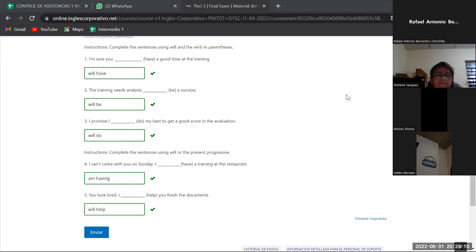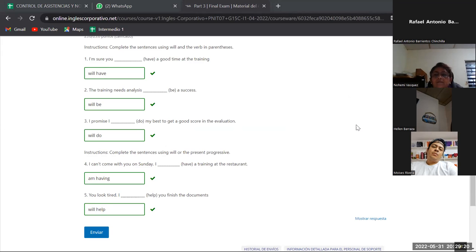So haciendo repaso, ¿por qué sería I'm having aquí? ¿Quién nos puede indicar? Because there is a time expression. Time expression? Yes. So it is a scheduled event. Es un evento, digamos, como agendado. So es en un futuro cercano y tiene la time expression. It is not a prediction. It is not, no es algo decidido en el momento. So, yes.